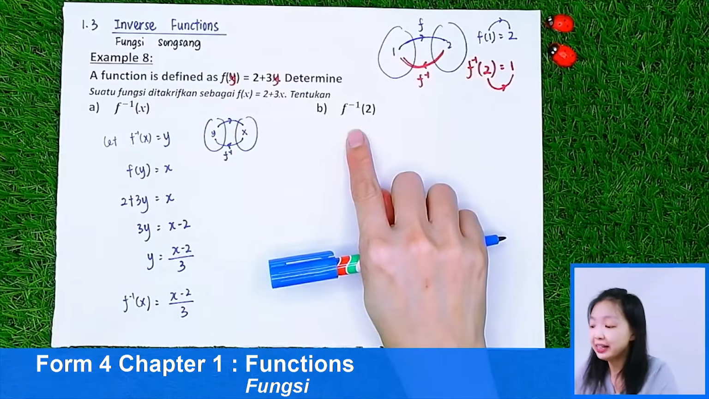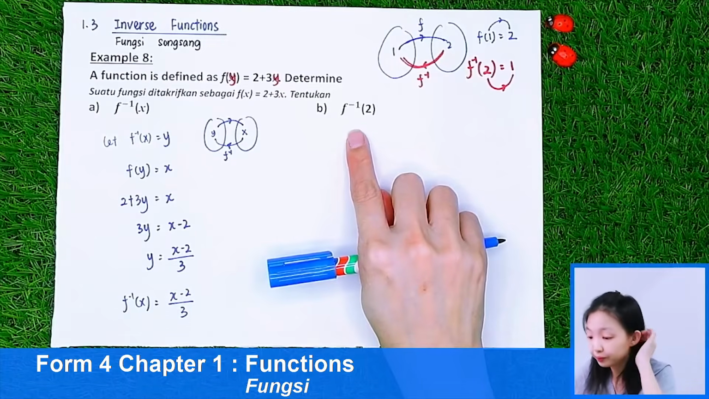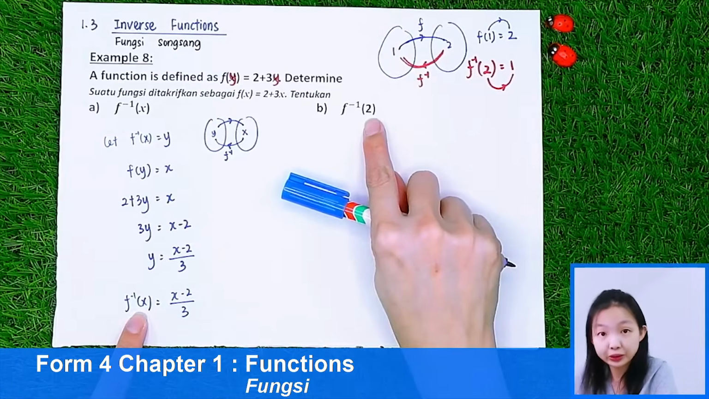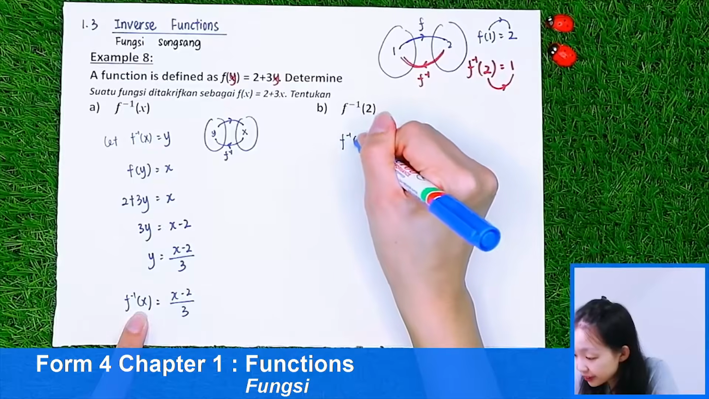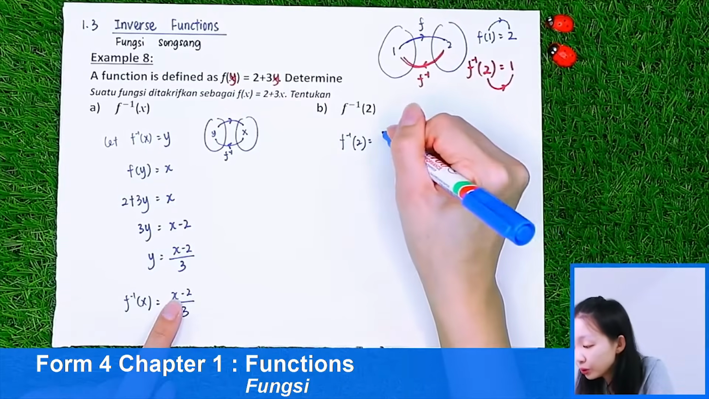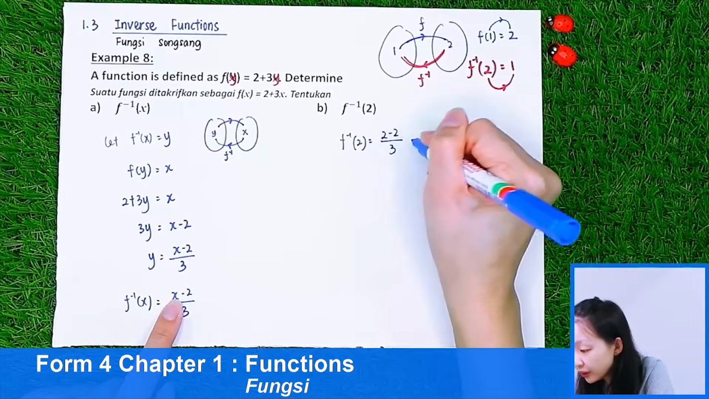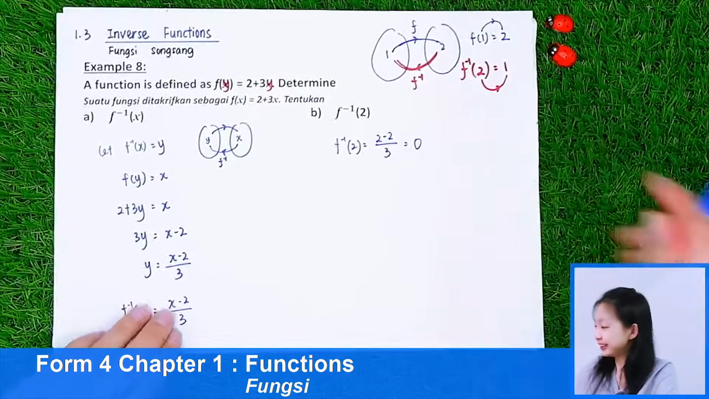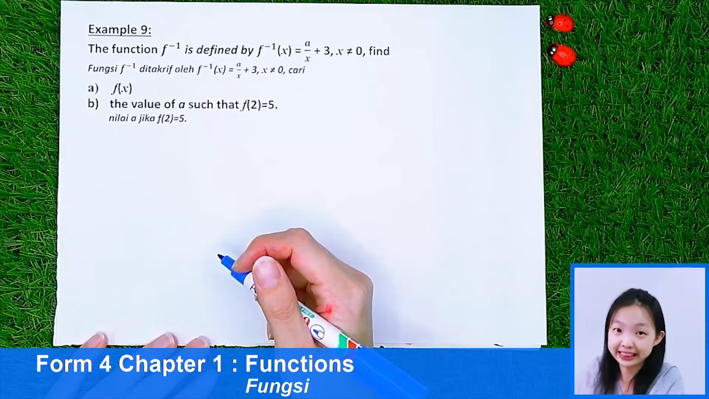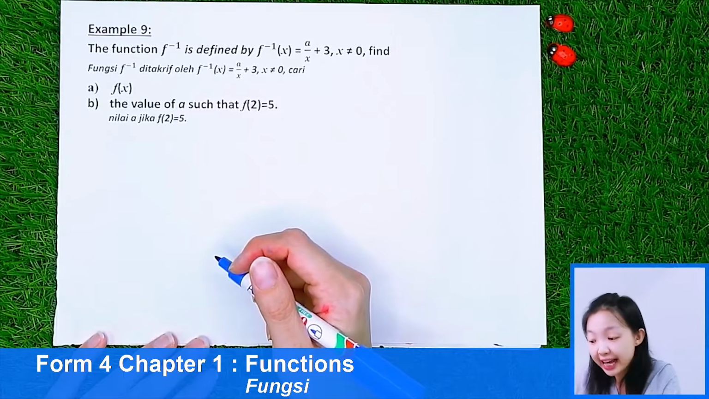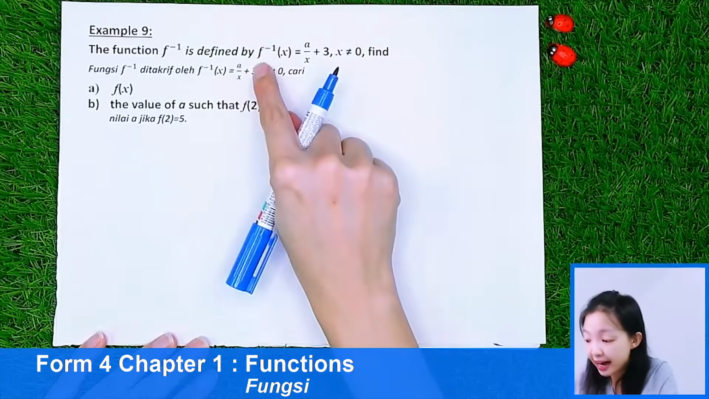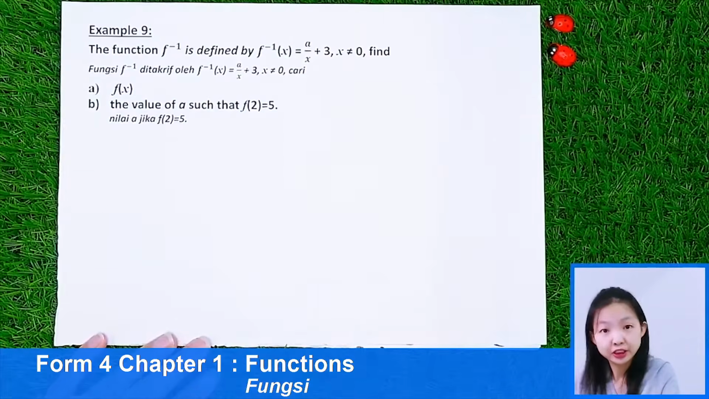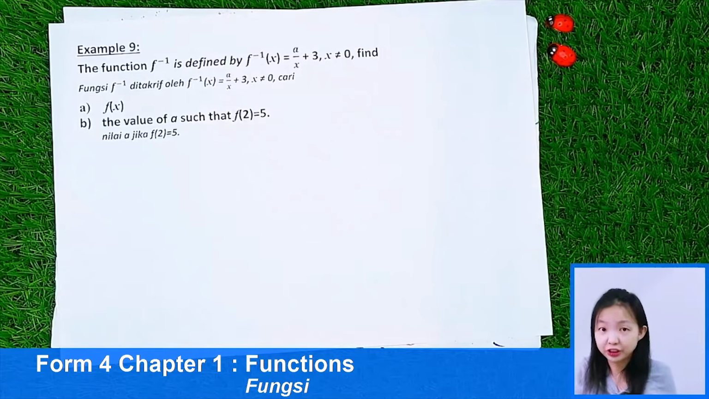Okay, let us find the f inverse of 2. So I just have to substitute x equals to 2 into the equation. f inverse 2 is equals to (2 minus 2) over 3. It will be equals to 0. Okay? This is the last example for this chapter. The function f inverse is defined as f inverse x equals a over (x plus 3). Find f(x).